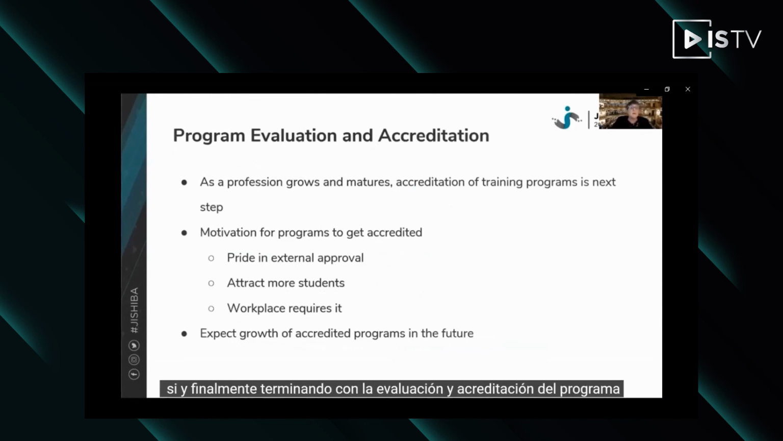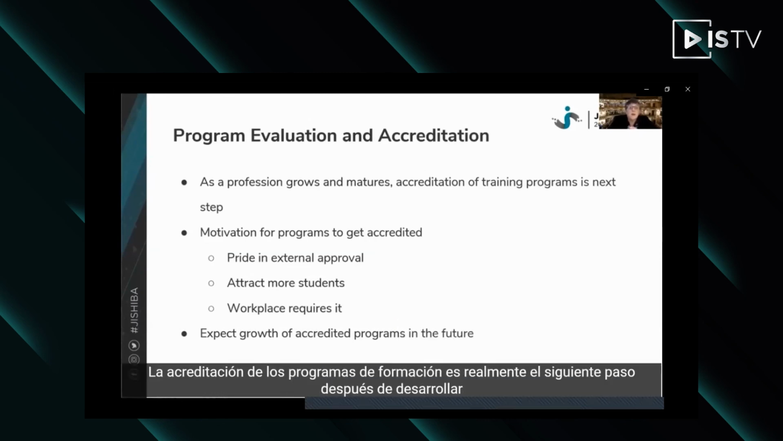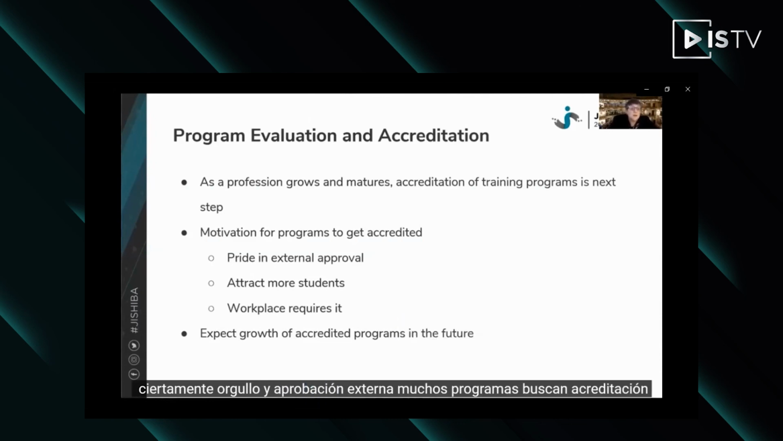And finally, ending with the program evaluation and accreditation, because again, all of this arises out of the development of the programs, the development of agreement on competencies, etc. As a profession grows and matures, accreditation of training programs is really the next step after the programs have been around for a while. And there are a number of motivations for programs to get accredited. Certainly pride and external approval. Many programs look for accreditation because they feel it will attract more students. And in some cases, the workplace requires it.